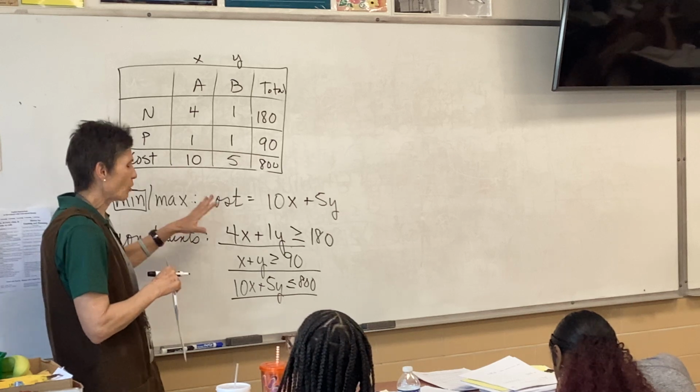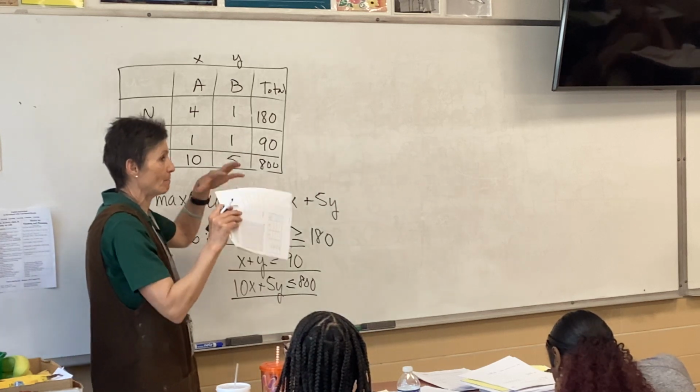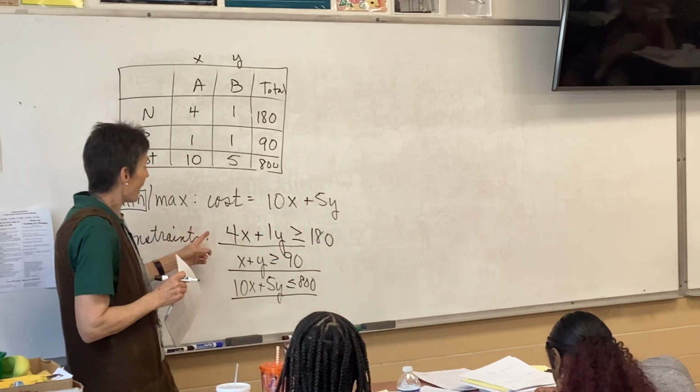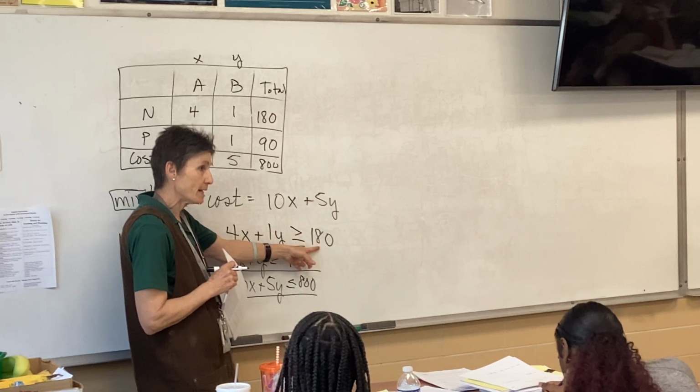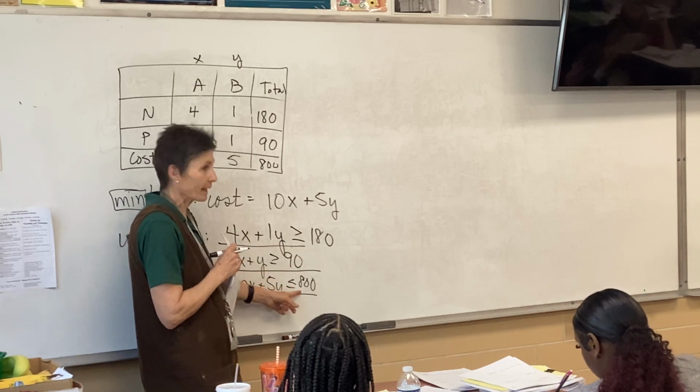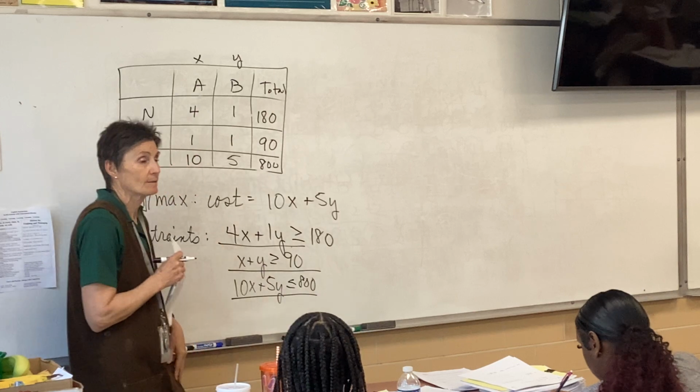So these are called the constraints. They're kind of like the boundaries of the problem. However much I buy, I got to make sure I have at least 180 of N, at least 90 of P, and I can't spend more than $800.